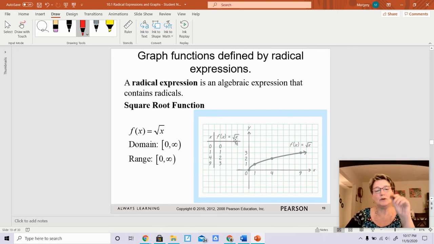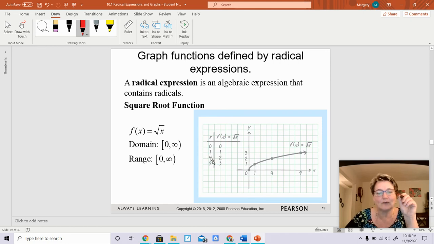Okay, the domain is all your x values. The range is all your y values. And when you have a square root function, I'm going to plug in, like if I plugged in the square root of 1, x is 1. Well, the square root of 1 is just 1. So it would have been 1, 1. So I would go over 1, up 1.